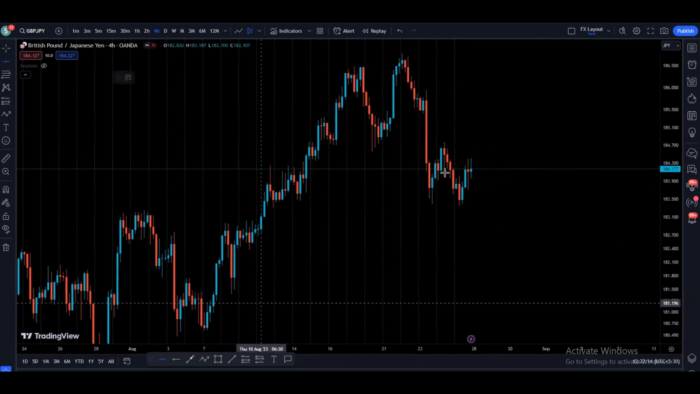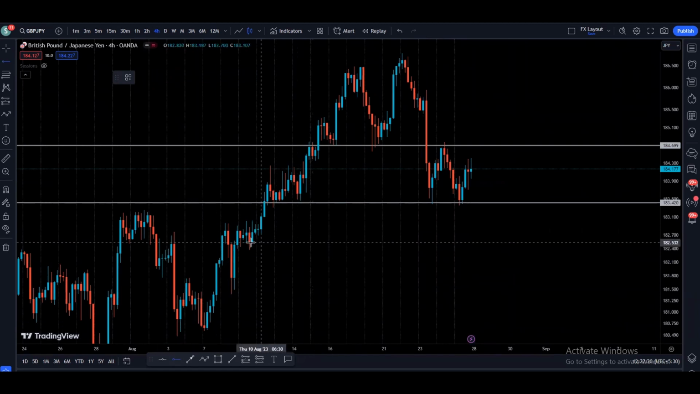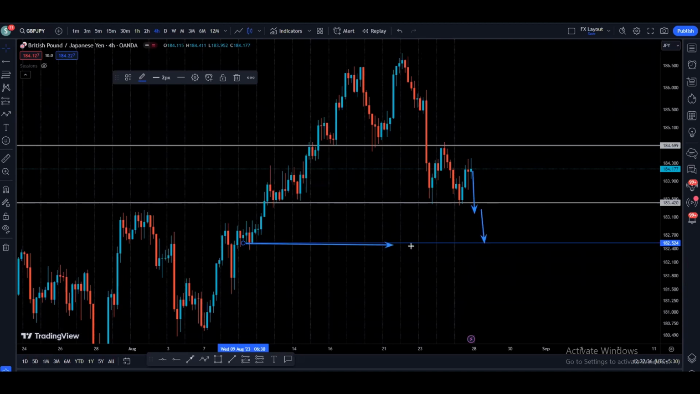And as we can see, we have the support and we have another support. So if we have a 4-hour candle close below the support, then there is a pretty high probability price will come down to the next support and maybe to this support as well.